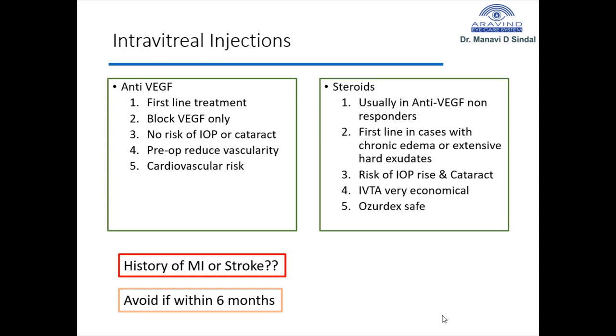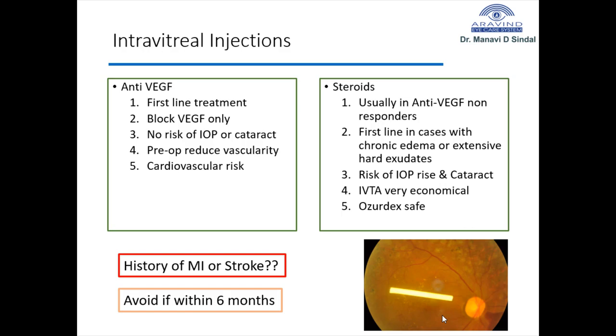Triamcinolone acetonide is very cheap and easily available, but has a little more risk of increased intraocular pressure and cataract. This is the Ozurdex implant in the eye. This is a device which is slightly expensive but is very good and has excellent efficacy in treatment.